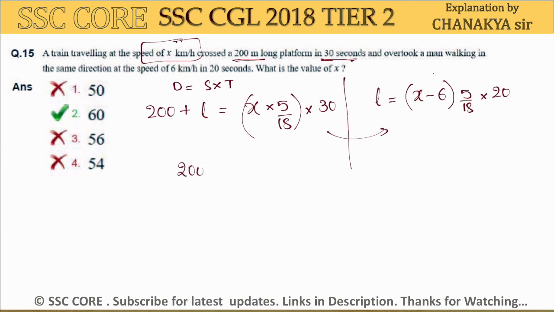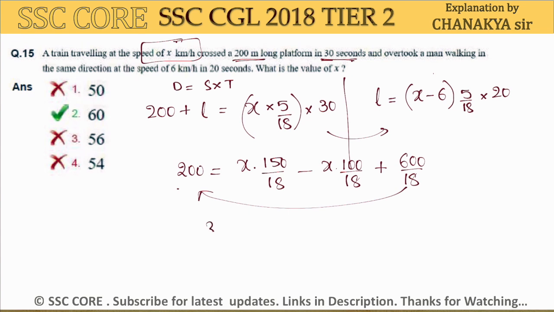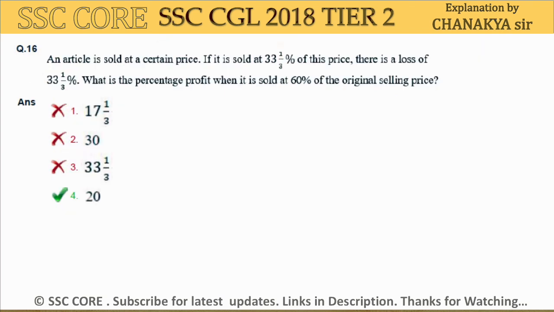You'll get 200 is equal to x into 5 into 30, 150/18, minus 5 into 20, 100/18, x into 100/18 plus 6 into 5, 30 into 20, 600/18. So 200 minus 600/18, 3600 minus 600, 3000 divided by 18 is equal to 50/18 into x. 18 cancel. x is equal to 60 kmph. Answer is option 2.